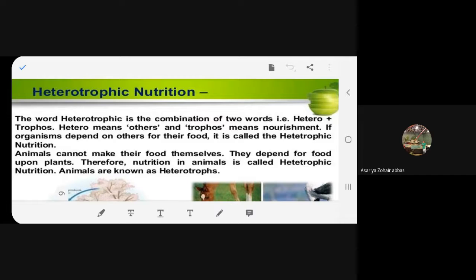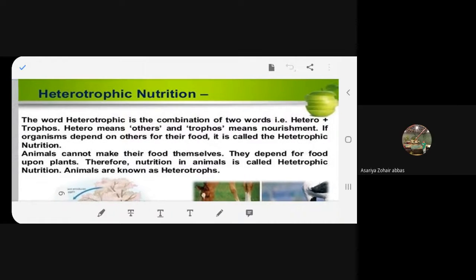Animals cannot make their food themselves. They depend for food upon plants. Excellent. Therefore, nutrition in animals is called heterotrophic nutrition. Very good. Animals are known as heterotrophs. Now tell me, you got the difference? This was better than before. That is what I want to tell you. You should feel yourself. The first paragraph became a bit boring. Now it was beautiful. This is how you have to improve. Got it?